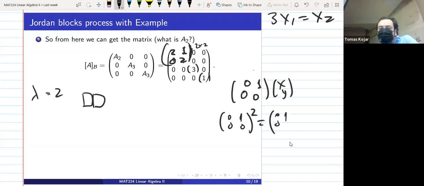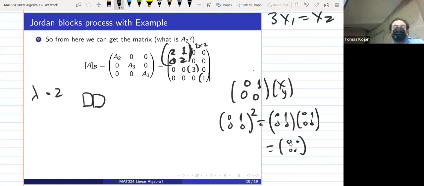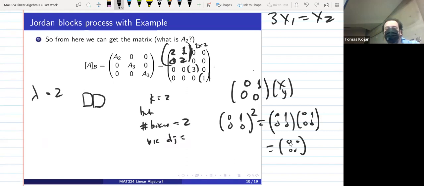Let's first verify that this is indeed 0. So you have 0, 0 times itself, and if you multiply it out, you get the 0 matrix, right? So K is 2. So 2 boxes, but the total number of boxes is also 2, because D2 is 2, the dimension of the eigenspace. So you're done here, okay?